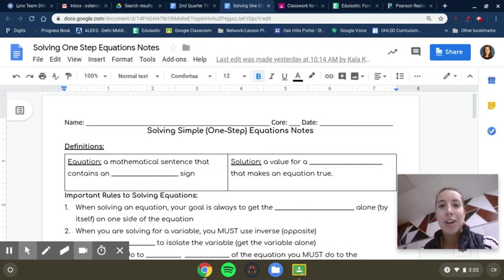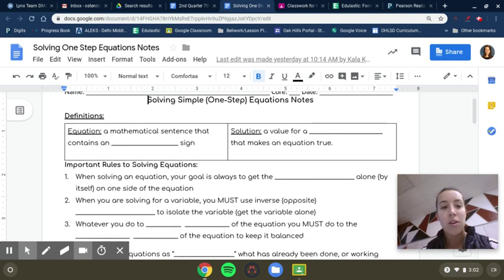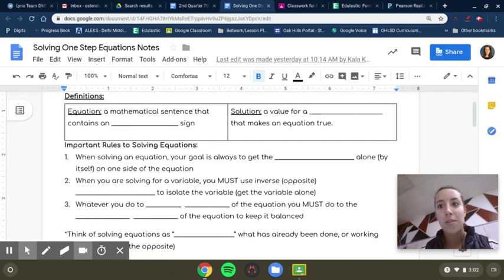Hi guys, we're going to start your second set of notes for topic 8. This is actually going to be where you are going to solve the equations. We're going to only start off with just simple equations first, and by simple equations it just means that we're solving one-step equations. Okay, so first let's go over the definitions of an equation and a solution first, so then you can be able to move forward with the rules.